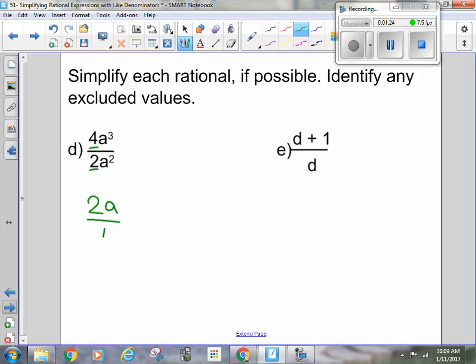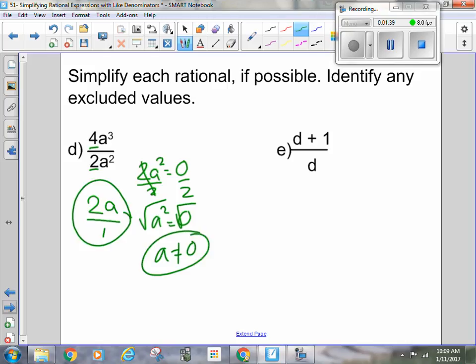So we have no excluded values here. Oh wait, yes we do. Because if we set 2a squared equal to 0, we can divide by 2. a squared equals 0. Take the square root. a cannot equal 0.